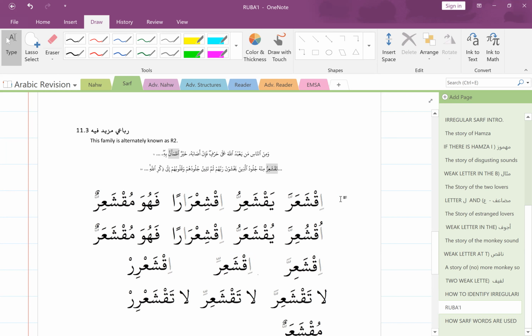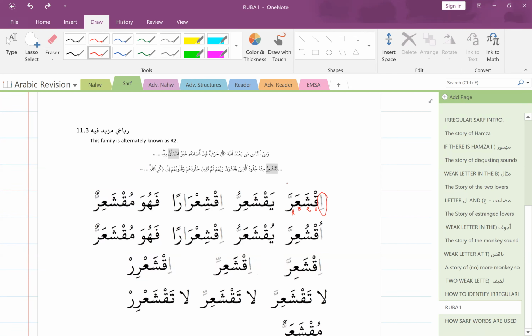So إقشعر, you can see there's an addition. Then you have the first letter, the second letter, the third letter, and 1 Ra, 1 Ra. So that gives you your 4 letters. But then there's a shadda here, which makes it mudha'af. So the same rules of mudha'af are going to apply in this case. This is like the iqtarab version of the ruba'i. So you have iqsha'arra, but it's mudha'af, so there's a doubling at the end. So you're just going to treat it like mudha'af.